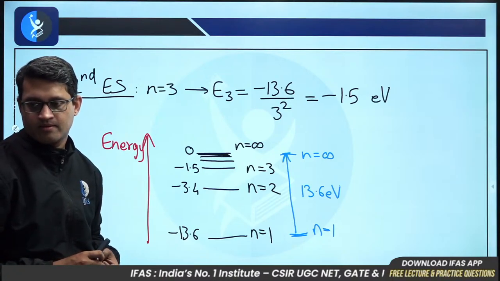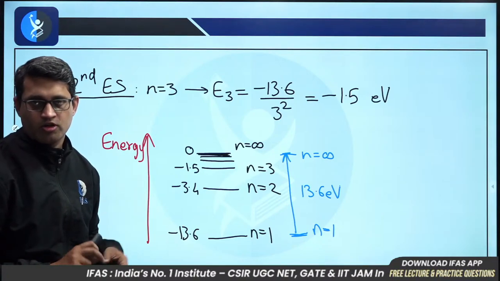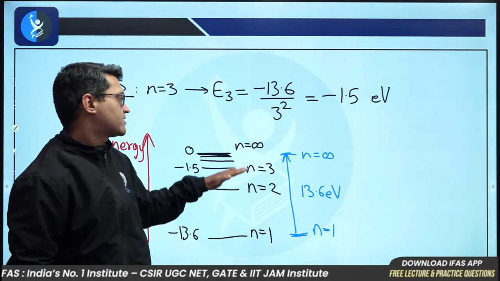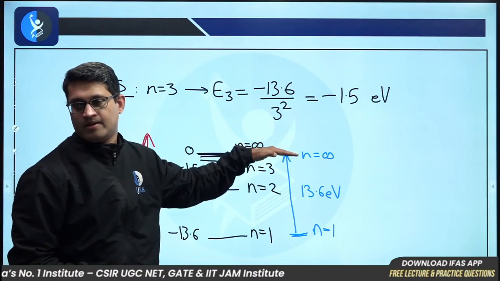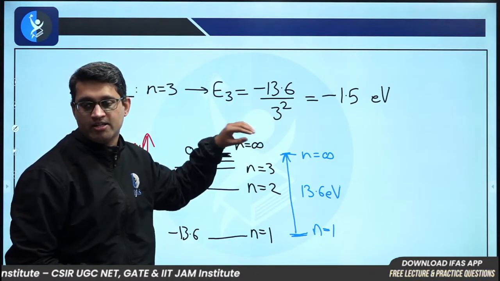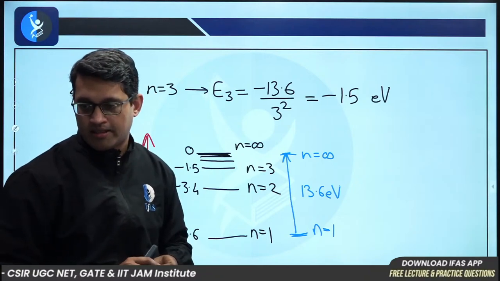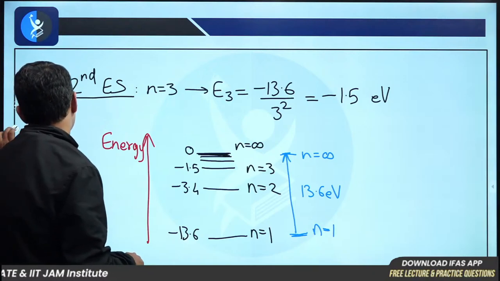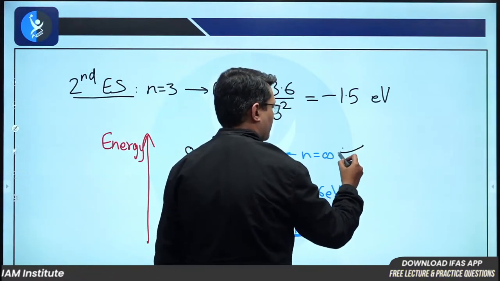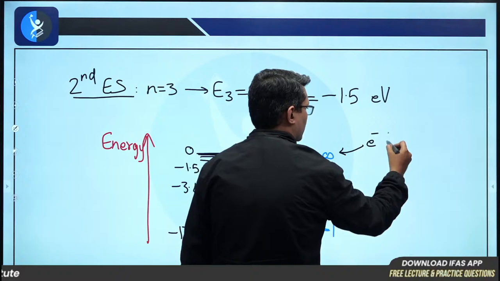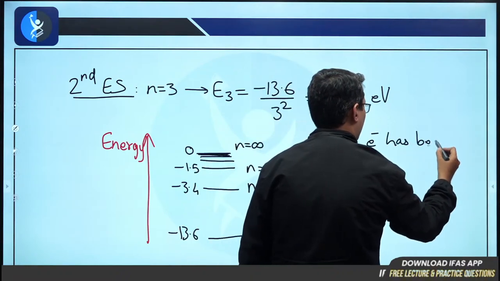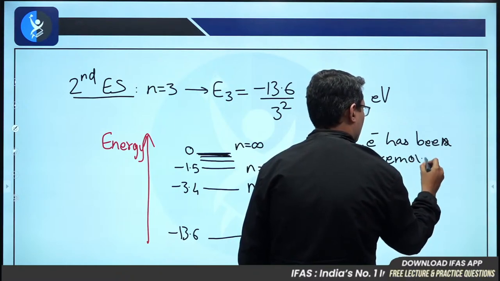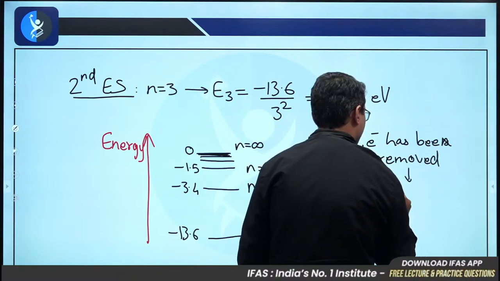So, imagine that the electron was in the lowest possible state, the ground state. Now, the electron has been excited to the highest possible state. What do you think will happen? Energy will be zero. I agree. But what does that mean? That actually means that the electron has been removed from the atom. Meaning ionization has taken place.